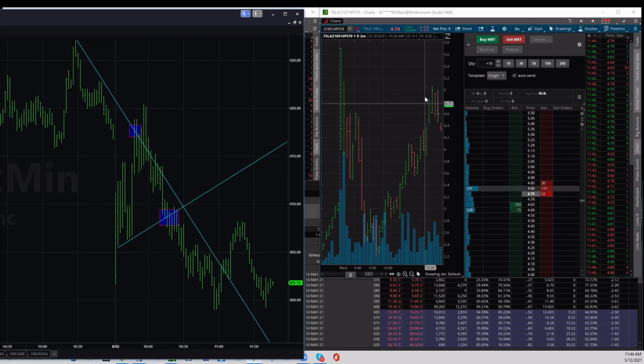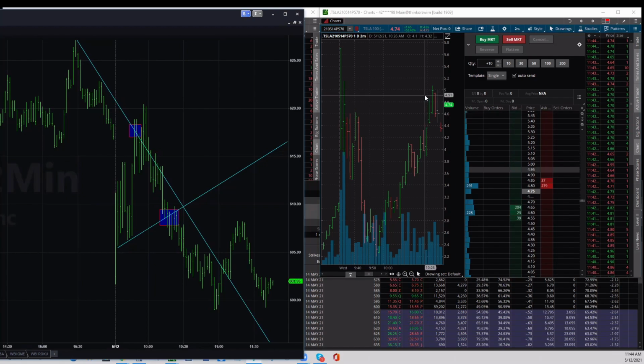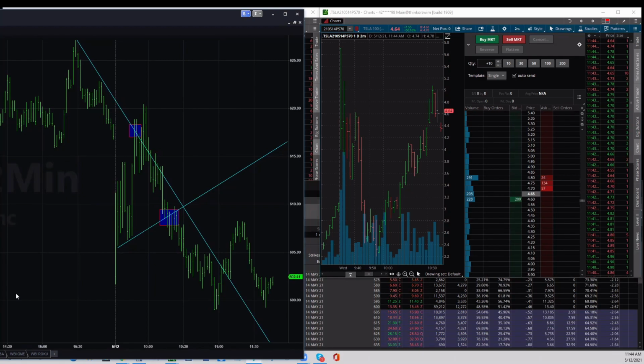Now, what happens if you held out to, say, $5? At $5, it's a $1.40 move on the option. So that $1.40 would have been worth $1,400. It's just a big move on 10 contracts. That's why I trade options, because it's a very low investment.